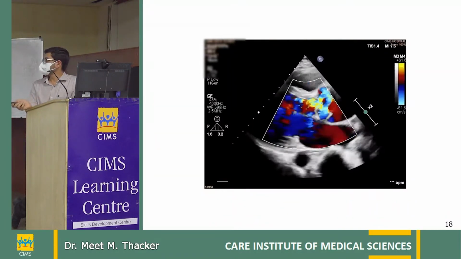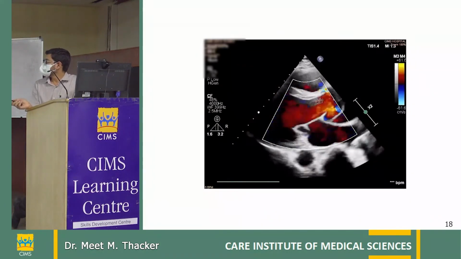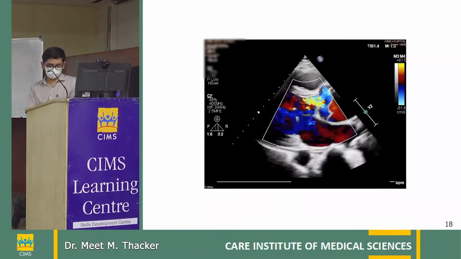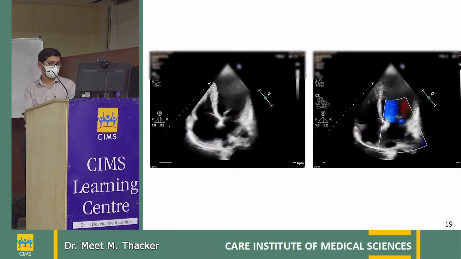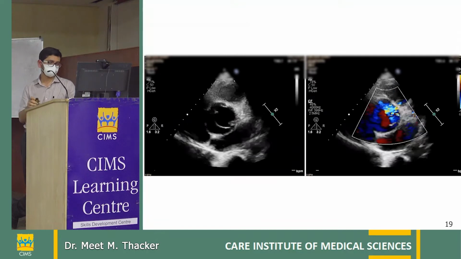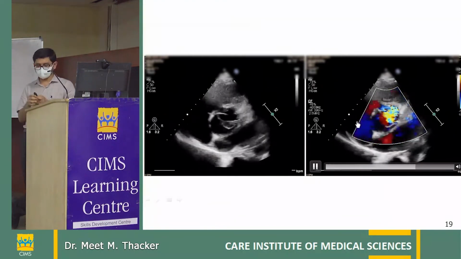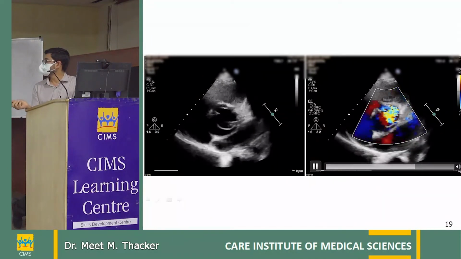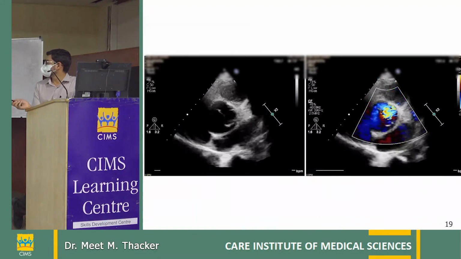The color interrogation in the PLAX view of the same image. You can see severe AR and the flow across the flaps as well. Short axis view at the aortic valve level. You can see the degenerated aortic valve leaflets and the flaps going from here. And the color interrogation of the same.